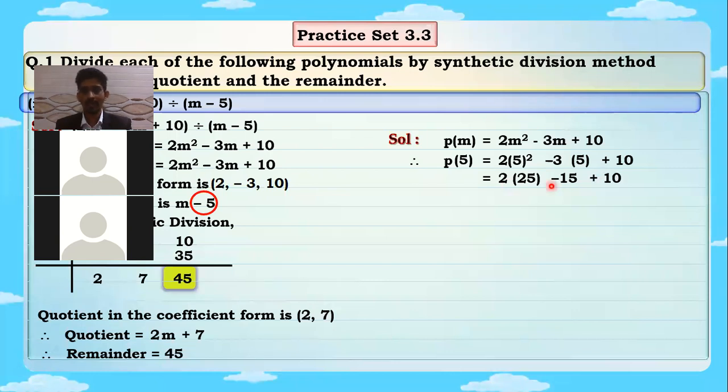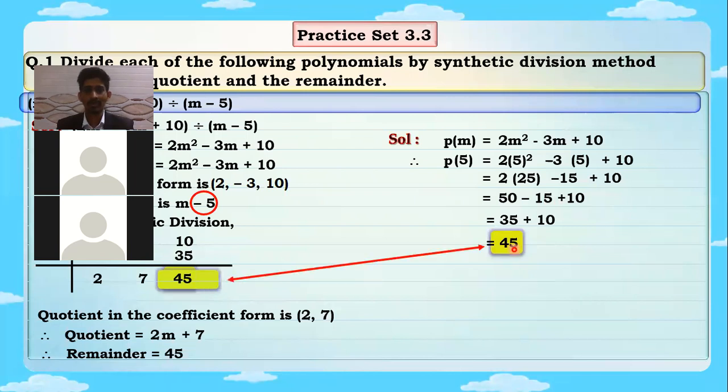So let's open the bracket now. 2 into 25, that gives you 50 minus 15 plus 10. And your answer comes to 50 minus 15, that is 35 plus 10. 35 plus 10, that gives you the answer as 45. Now you can see this 45 is getting matched.